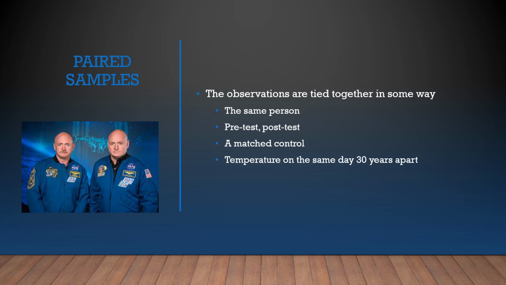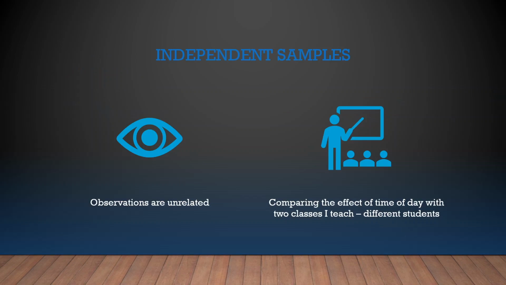We could also think about measuring the temperature in the city where you live on the exact same day, 30 years apart. These would be matched controls. It's the same day of year, but the time difference is really what we're measuring. So we don't want to measure the difference between June 1st and January 1st. So we want to match those up, pair them. And so we're looking at June 1st, 1990 and June 1st, 2020. So that's a paired samples t-test.